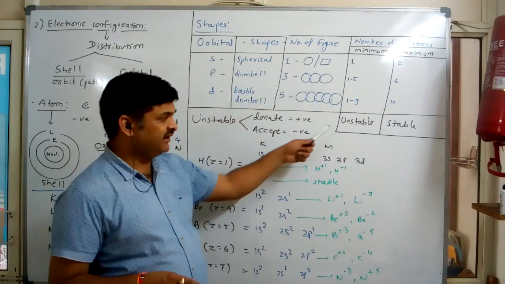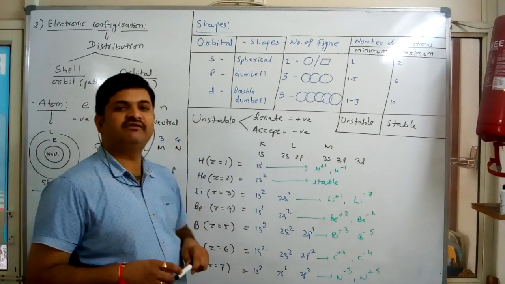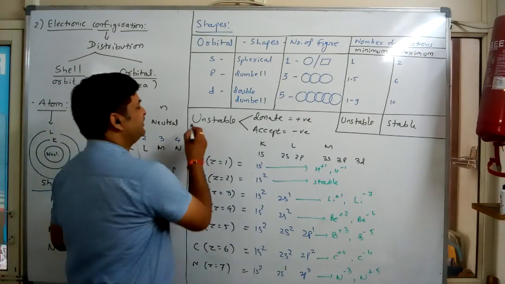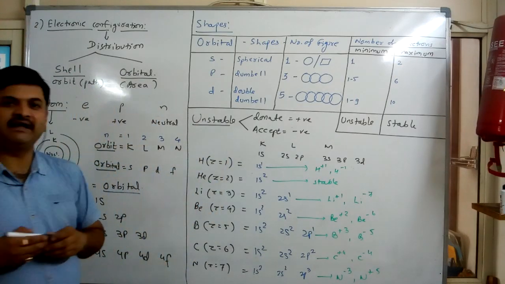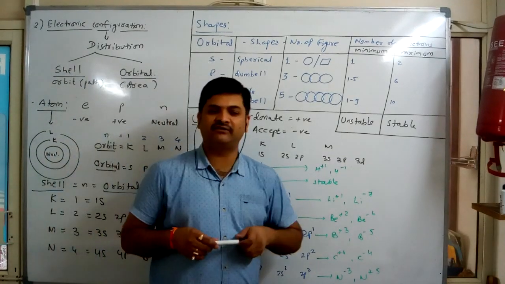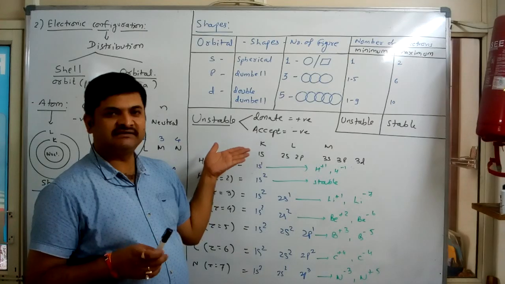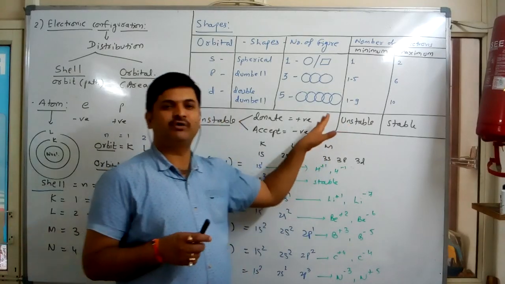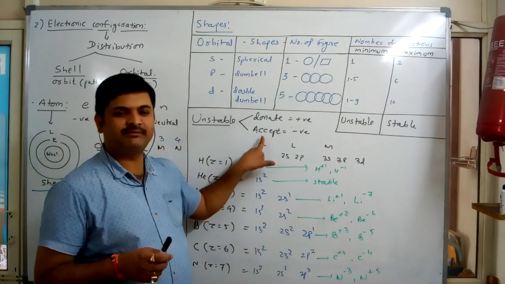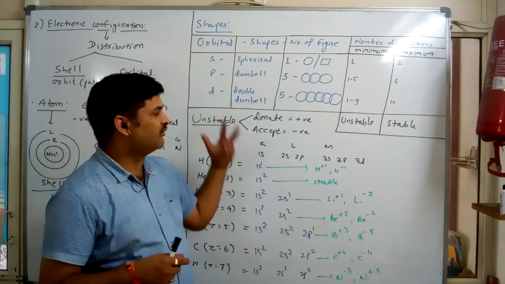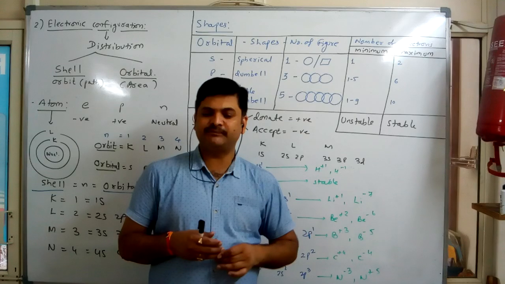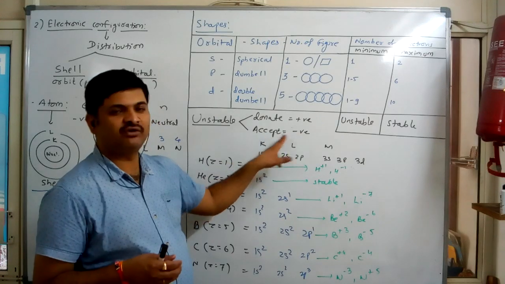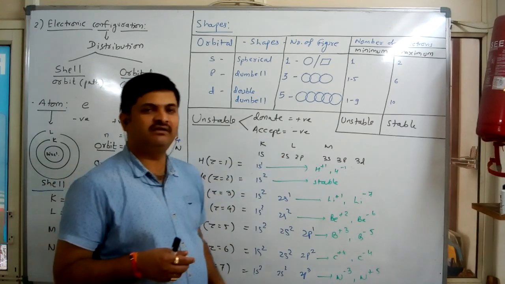Now next, if your element is unstable, then it will always try to become stable. To become stable, what will happen? These elements may either donate electrons or accept electrons. Whenever it donates electrons, a positive charge will come, and if it accepts electrons, a negative charge will come. So with respect to the periodic table, donating electrons gives a positive charge and accepting electrons gives a negative charge.